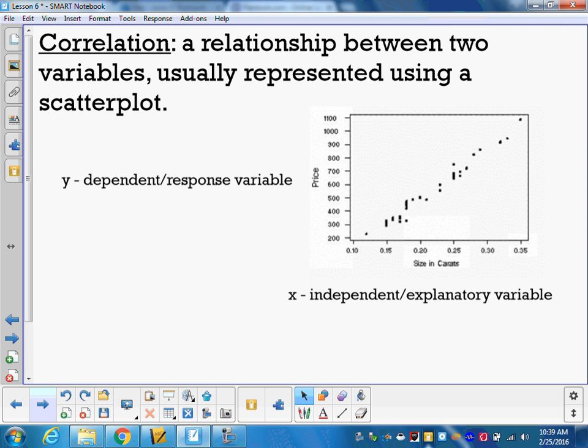So in this scenario, we want to know, does the size of a diamond, the size in carats, that's how you measure diamonds, does the size of a diamond influence its price? Okay, so looking at this scatter plot, the answer would be yes. But the thing we want to know, if it influences the other thing, that's the explanatory variable. Does studying longer influence your grade? Does sleeping more influence your grade? Maybe. Possibly.